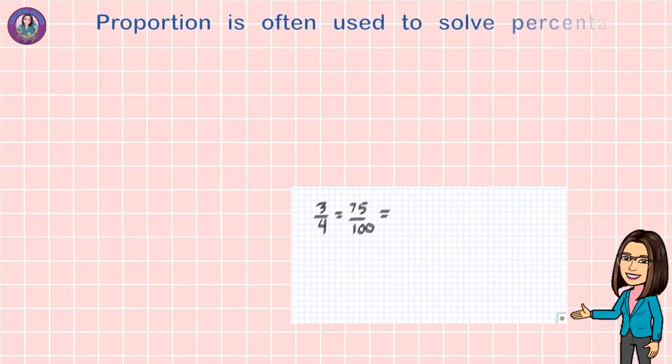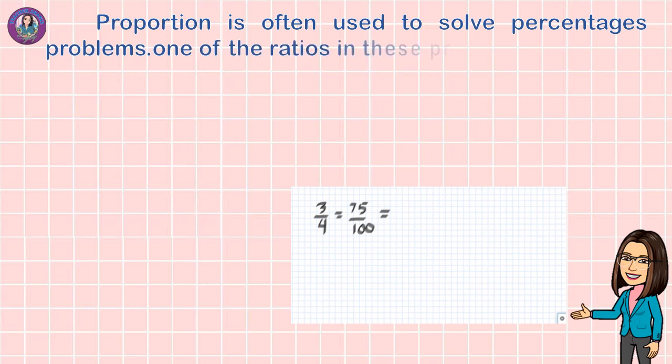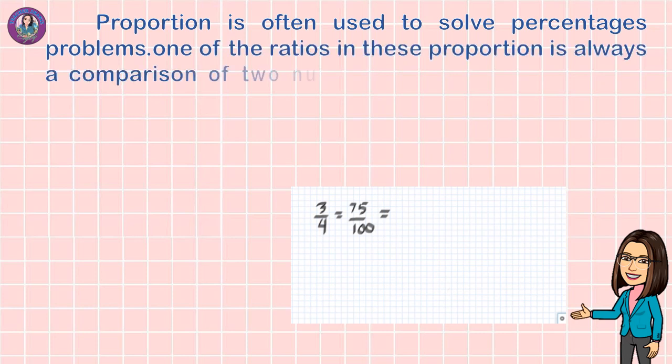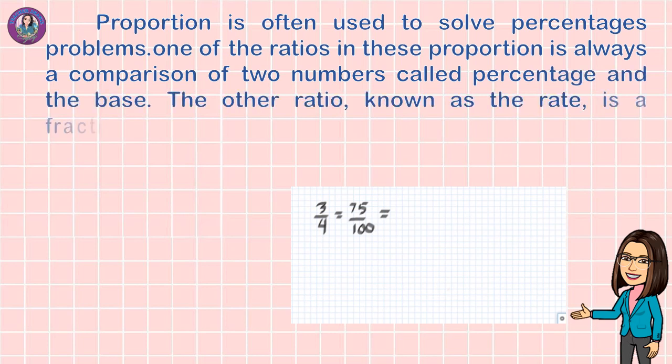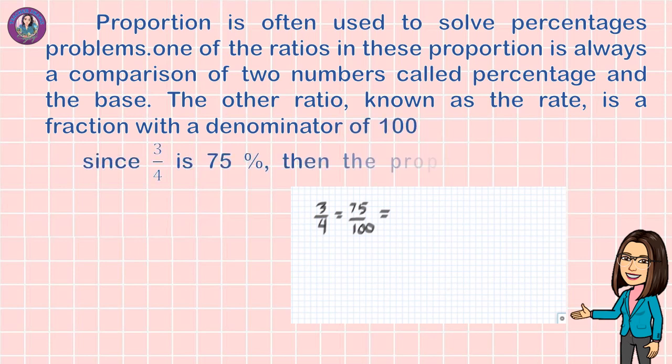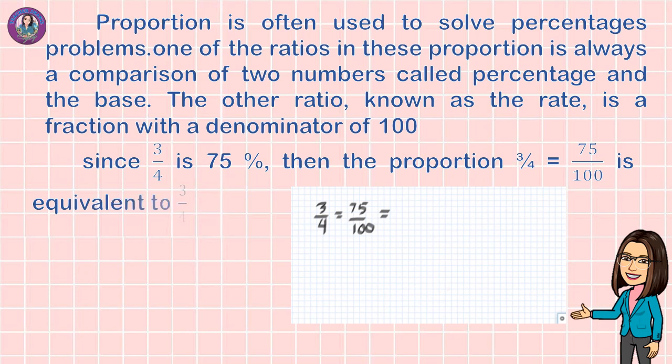Proportion is often used to solve percentage problems. One of the ratios in this proportion is always a comparison of two numbers called the percentage and the base. The other ratio, known as the rate, is a fraction with a denominator of 100. Since 3/4 is 75%, a proportion of 3/4 is 75 out of 100 is equivalent to 3/4 equals 75%. In the said proportion, 3/4 is equal to 75 over 100. That is 75%.